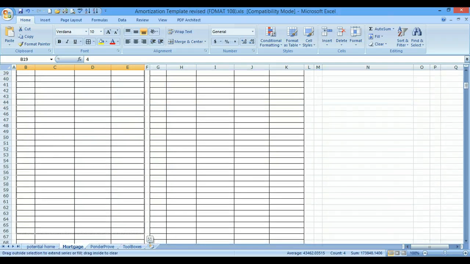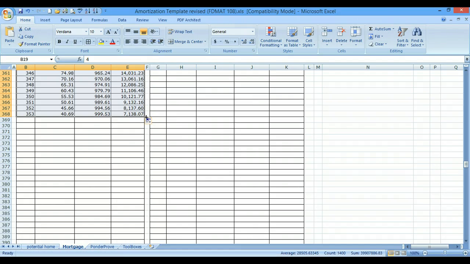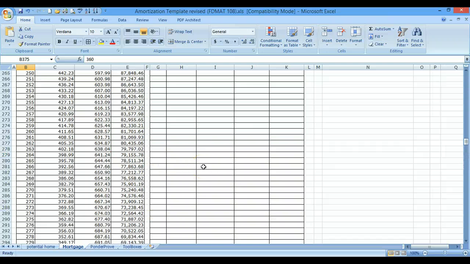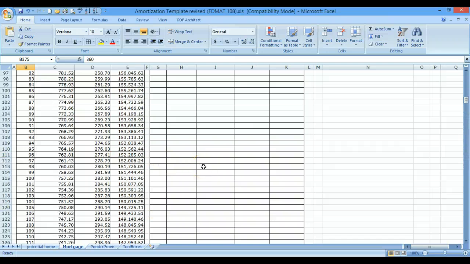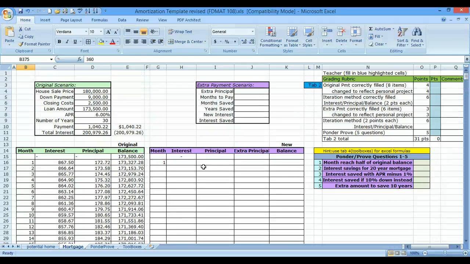Now that everything's working, we can go ahead and go all the way to the end of 360 payments. I went too far. Getting closer. There we go. 360, because 12 times 30 years is 360 payments. There we go, and it's a long ways down. It's all 30 years every month. So now we have each month filled out for the original scenario.